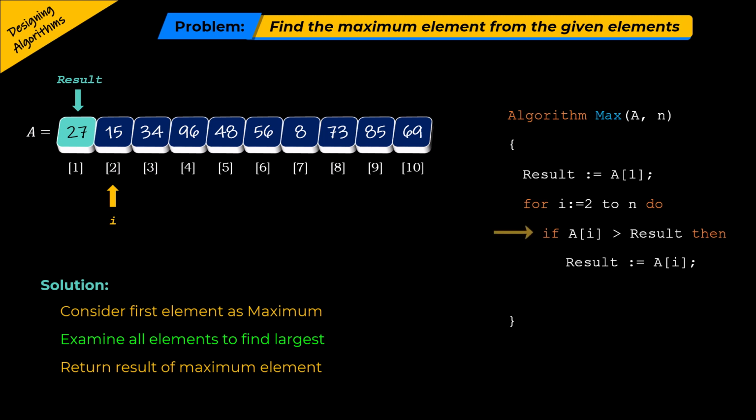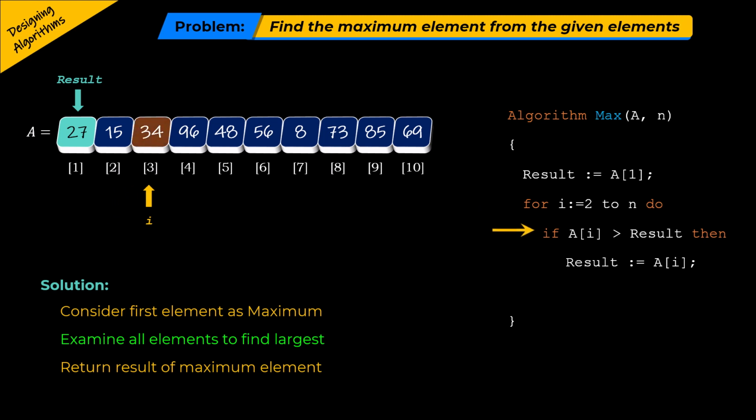Now at this point, we have A of i where i is 2. So A of 2, which is the element 15, is smaller than the result, which is 27. So the condition in the if statement is false. The statement within the if statement will not execute. Then we go back to the for loop where variable i will be incremented. So variable i was 2 and now variable i will be 3.